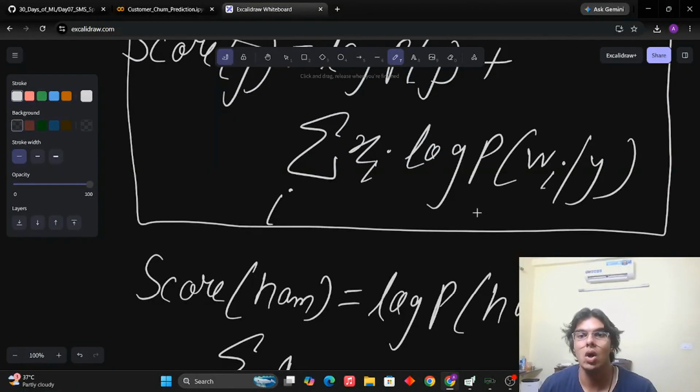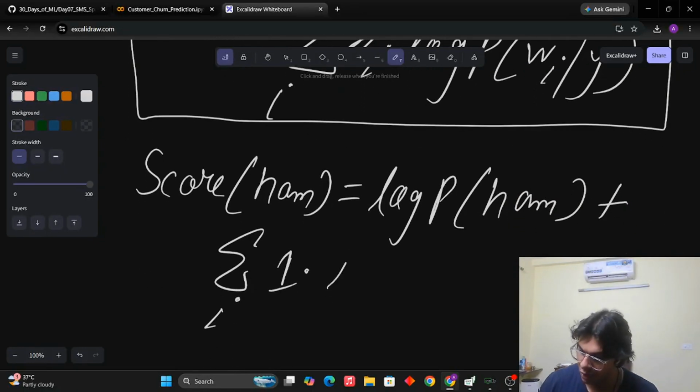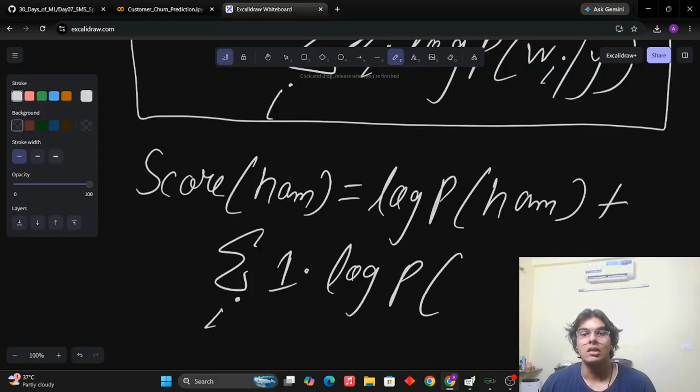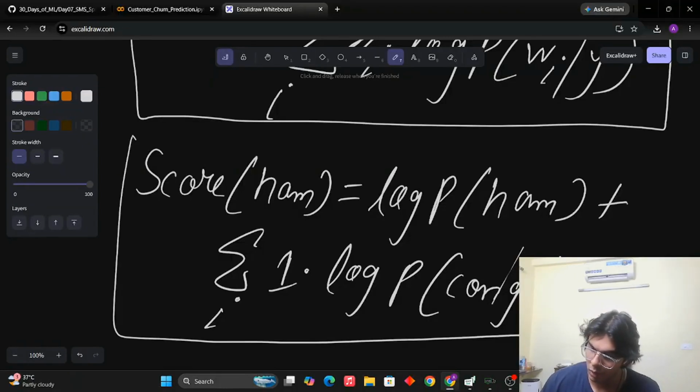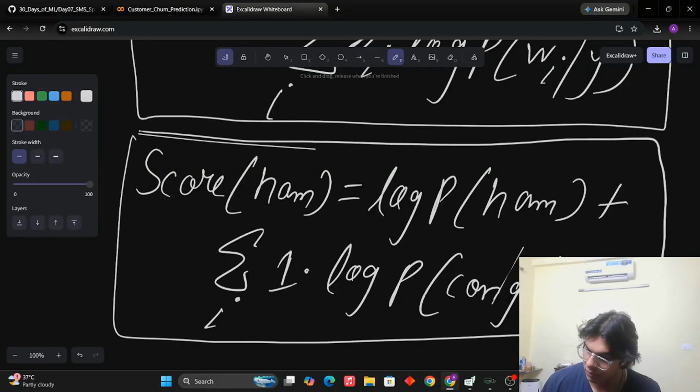Then we have got log probability of the word with respect to y. So we write log probability of the word. What is the word? The word is nothing but congratulations. So I'm writing "cong" to shorten it. And y is nothing but the label which we have chosen to be ham. This is what we are going to be calculating.